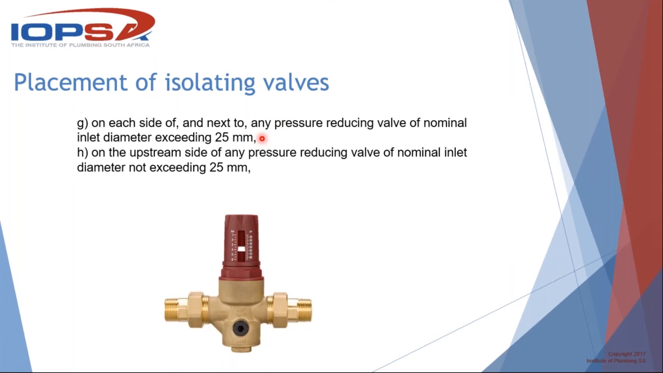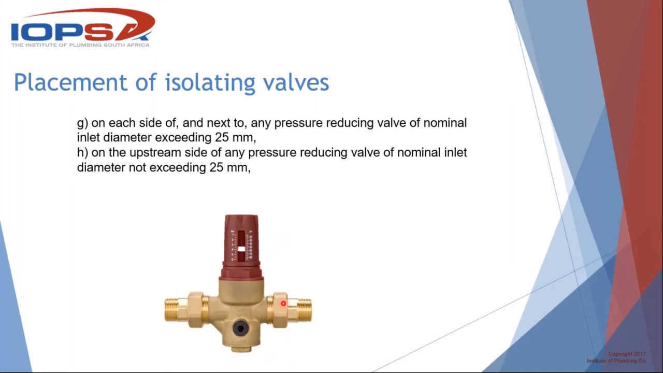But if it's equal to or less than 25 millimeters, not exceeding 25 mil, in other words 1/2 inch, 3/4 inch, 1 inch, on the upstream side of any pressure reducing valve of nominal inlet. So only on the upstream side of a pressure reducing valve do we need a separate isolating valve.